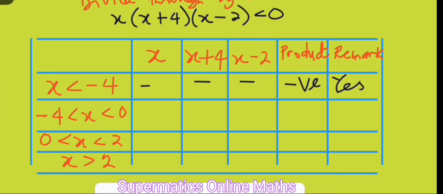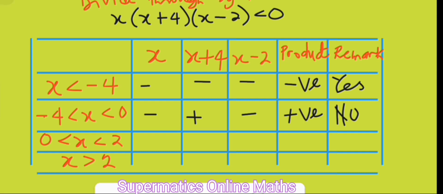For values of x between minus 4 and 0, let's say we try minus 2. x will be negative, x plus 4 is positive, x minus 2 is negative, leaving us with a positive product for the three. This is a no, as it is greater than 0.